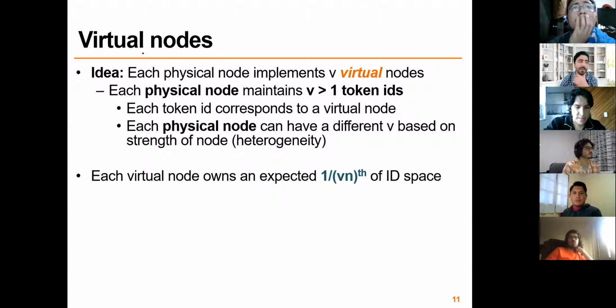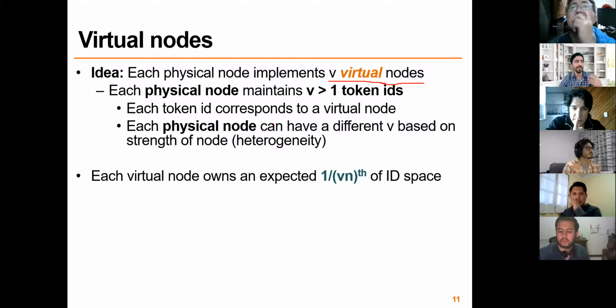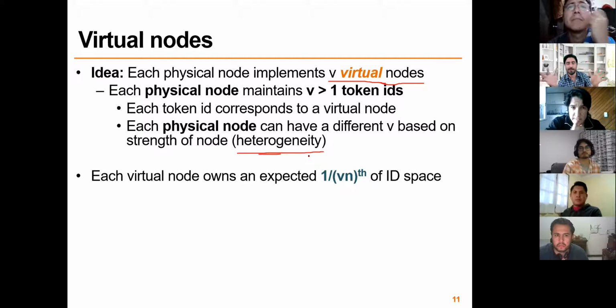So you want to consider virtual nodes. Each physical node implements V virtual nodes, okay? Each physical node maintains V bigger than 1 token IDs, of course. Each token ID corresponds to a virtual node. Each physical node can have a different V based on the strength of the node, okay? If you have certain servers that are stronger than others, you can assign more virtual nodes. For example, this is my strongest server, I want to consider 10 virtual nodes compared to a weaker server, let's say 5 virtual nodes.